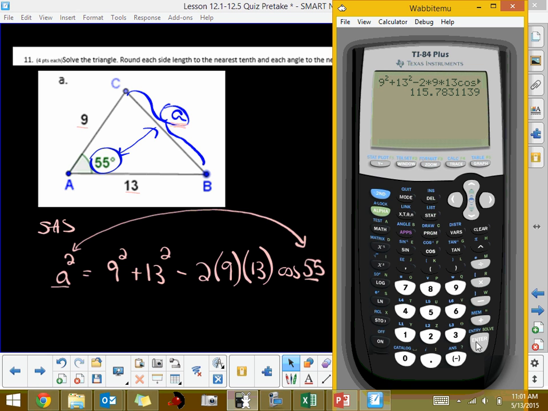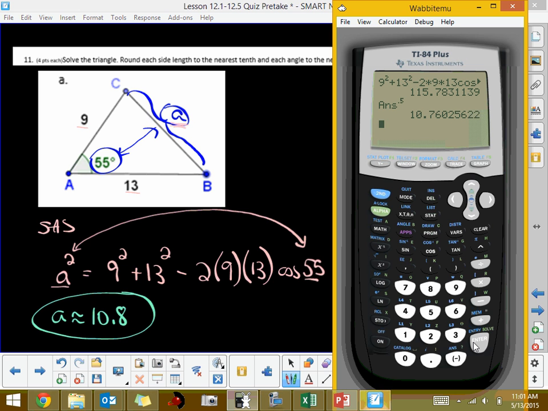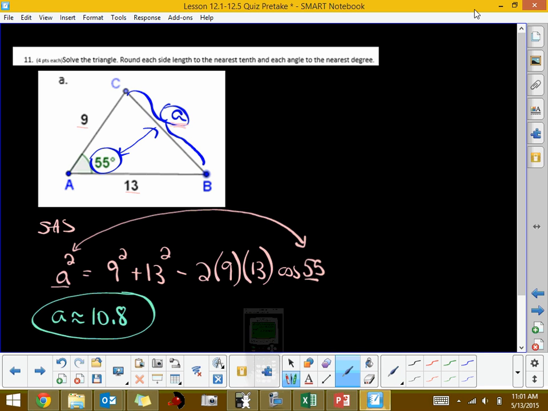Enter. Now that's what A squared is equal to. A squared is 115.78. We want to take the square root of that. I prefer to raise it to the 0.5 power to give me the same result. So A is approximately 10.8 units long. I want to mark it on that picture so that I know what I found. I have to solve this triangle and find all missing parts.